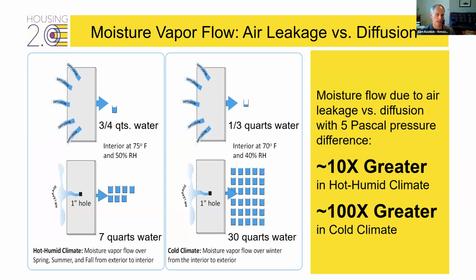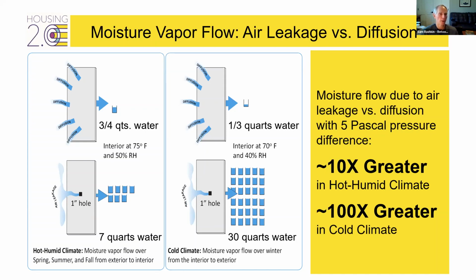On the right, you have cold climates. And in the bottom assembly, you have a 4x8 drywall sheet, unpainted, with a 1-inch hole. On the top, the 4x8 unpainted drywall without the 1-inch hole. In a hot, humid climate, the difference over a winter season is 3/4 of a quart of water going through, and with a 1-inch hole, 7 quarts. So 10 times greater moisture flow through the air leakage hole than just through diffusion. And in a cold climate, it's 100 times greater, 30 quarts versus 1/3 of a quart.